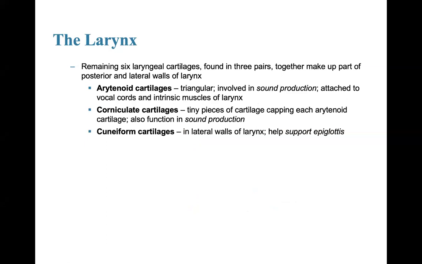The remaining 6 laryngeal cartilages are found in 3 pairs. Together, they will make up part of the posterior and lateral walls of the larynx. You have the arytenoid cartilages. These are triangular. They are involved in sound production, and they attach to the vocal cords and the intrinsic muscles of the larynx. The corniculate cartilages, these are tiny pieces of cartilage capping each arytenoid cartilage. They also function in sound production. And then the cuneiform cartilages, these are located in the lateral walls of the larynx, and they help to overall support the epiglottis.